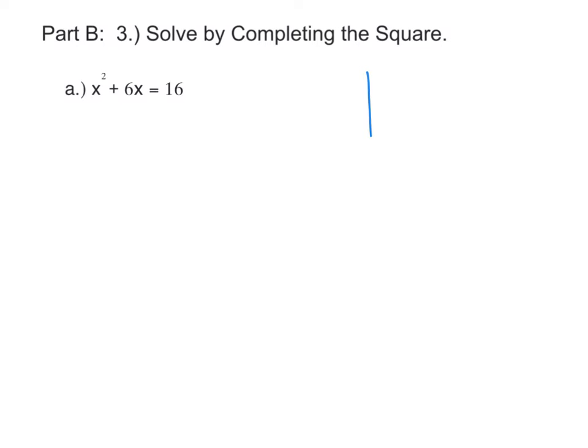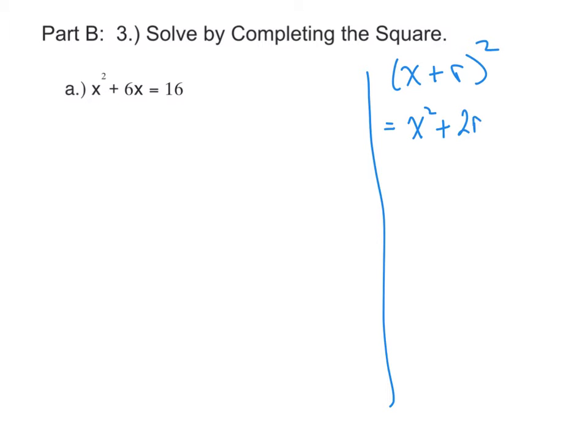Before I solve this by completing the square, I want to think about what a perfect square is. Like if I had x plus some root and I wanted to square it. Well, when we were foiling these things out, we saw that we would square the x and get x squared. Then the outsides would give us rx and the insides would give us rx. So we'd have two of these rx's.